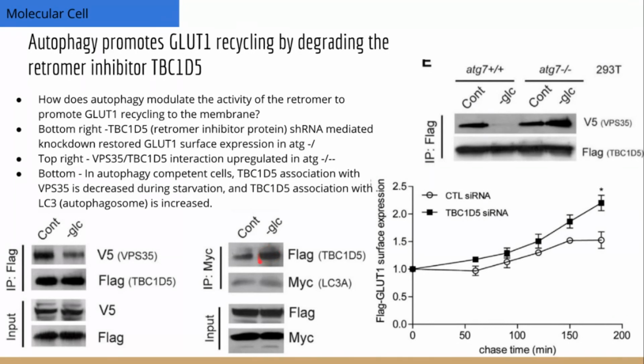So this band right here is critically important for the message of this paper. What it's telling us is that TBC1D5 is being bound and degraded by autophagosomes during glucose deprivation. So that is why the retromer is upregulated in control autophagy competent cells, because they're getting rid of the retromer inhibitor. So in other words, autophagy upregulates GLUT1 expression at the membrane by selectively degrading the retromer inhibitor, TBC1D5.